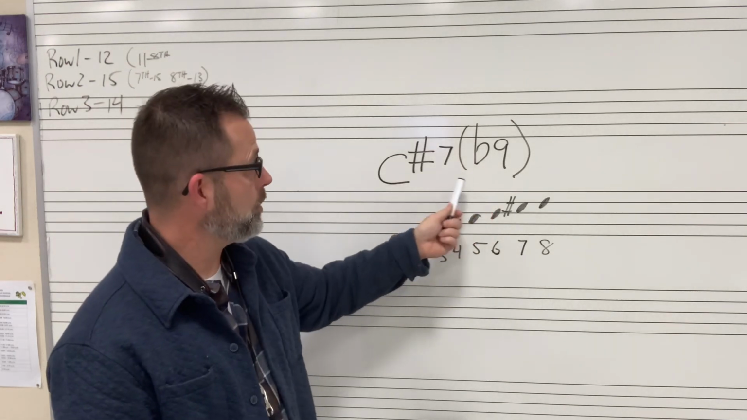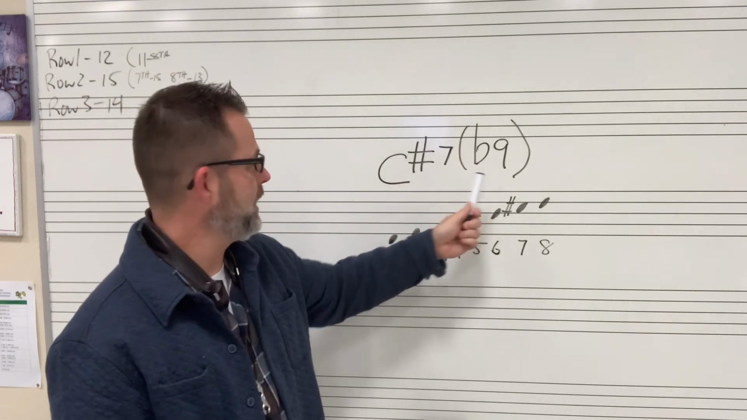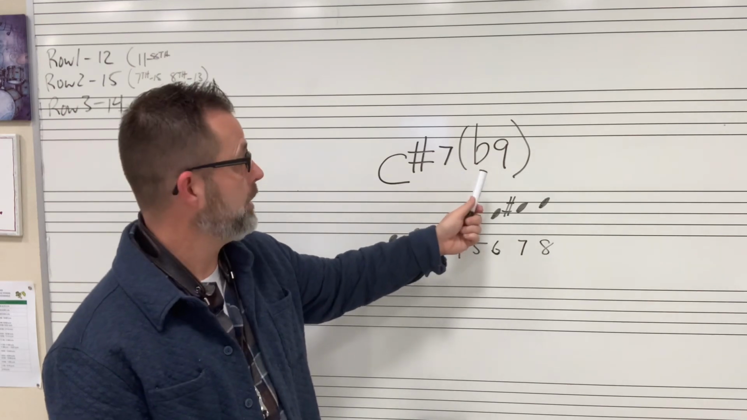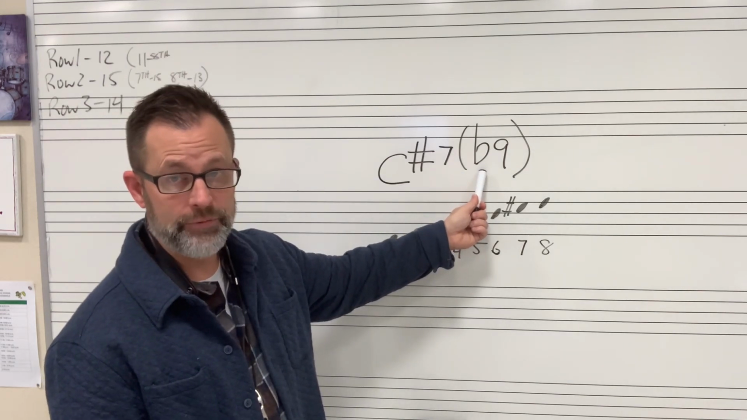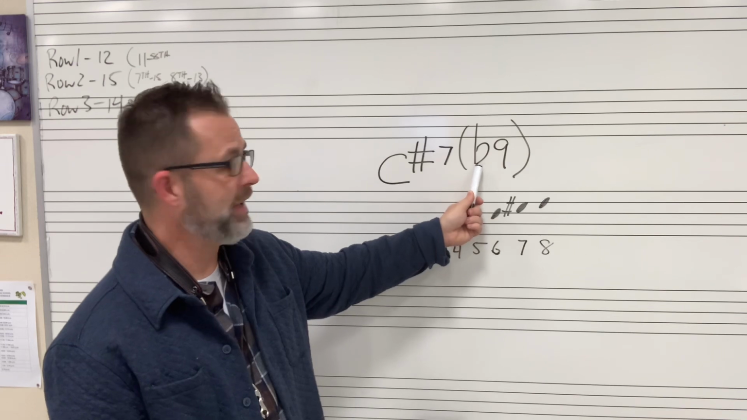So when the dominant chord has a flat 9, it could also have sharp 5, but flat 9, sharp 9, flat 9, all of that's implied.